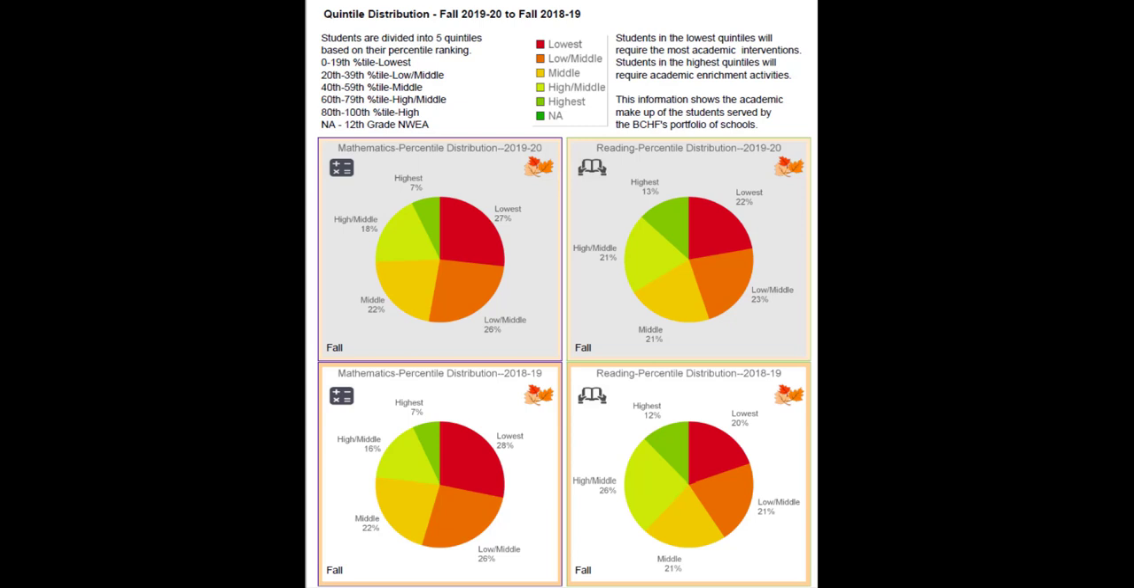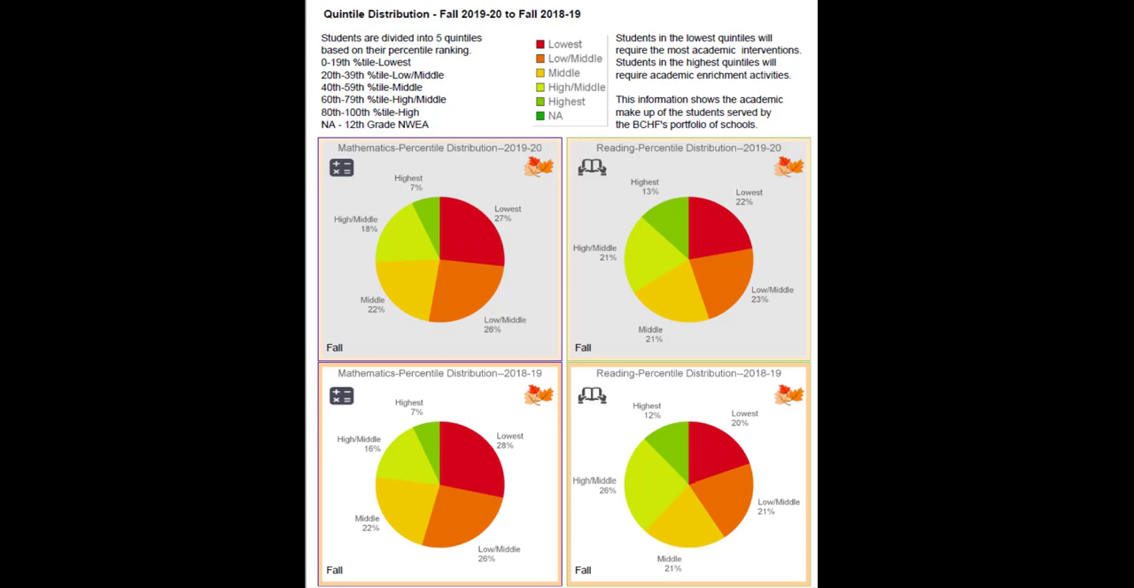As we said, the lowest quintile being 0 to 19th, 20 to 39th being the low middle group, 40 to 59th being that middle group, which in percentiles, those will be bunched considerably more around the 50th percentile. 60 to 79th percentile, and then the top group would be the 80th to the 100th percentile. So what we can look at here, again, is the distribution of our population from one administration of the test to the next. In the case of the fall administration, we are looking back 1 year.